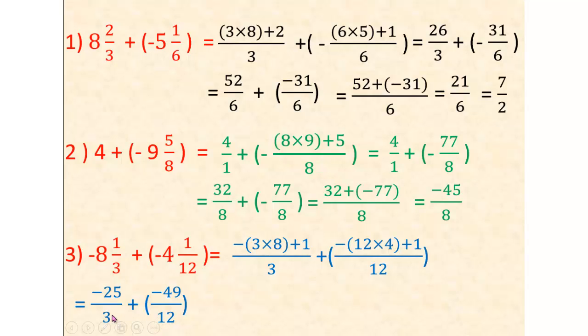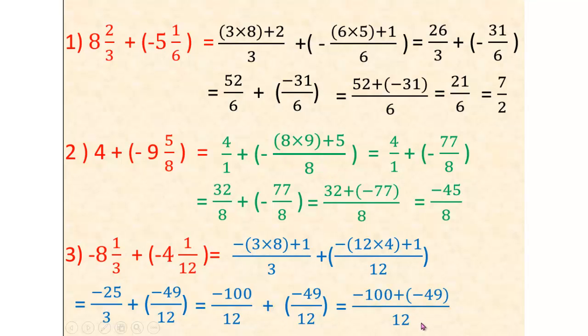So I'm going to go to the smallest one. Can 3 be changed to 12? Yes, simply by multiplying the numerator and the denominator by 4. I will have now negative 100 over 12 by multiplying the numerator and the denominator by 4, plus the same fraction, which is negative 49 over 12. Now I have the same denominators, so my denominator is 12, and negative 100 plus negative 49 equals negative 149 over 12, and this is in the simplest form.